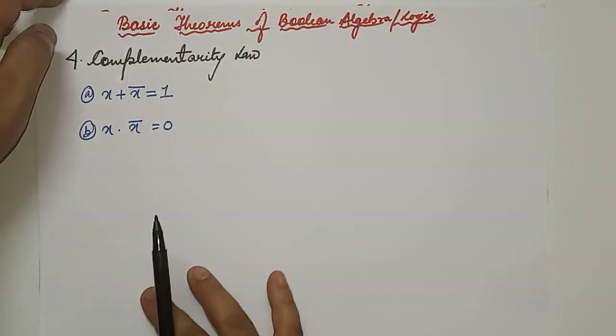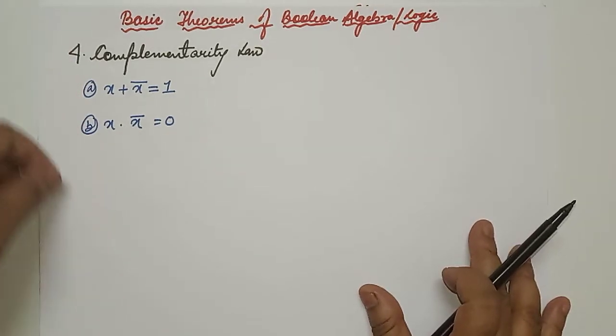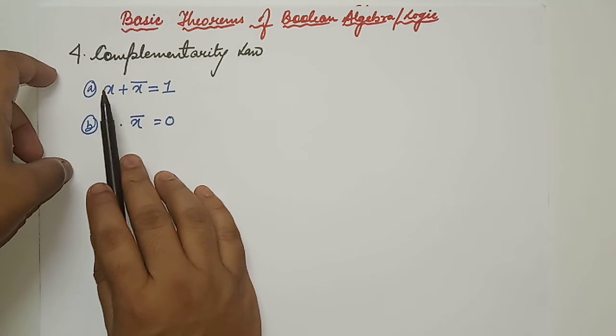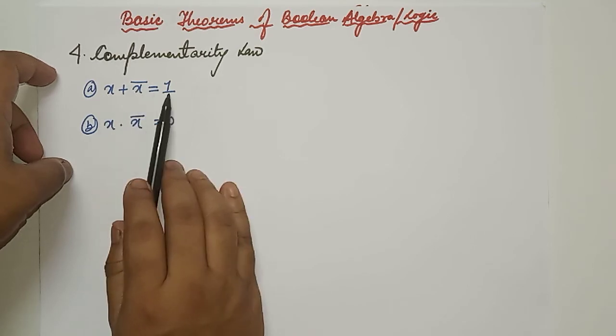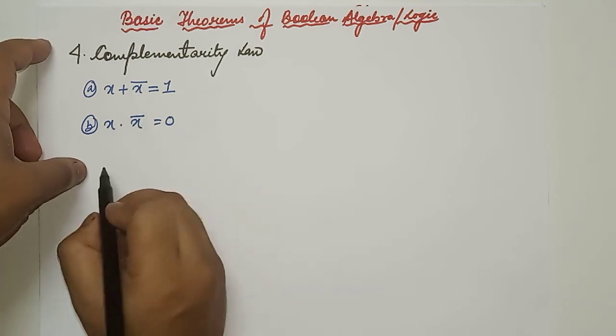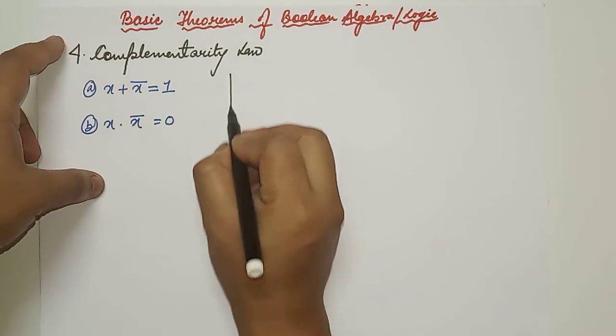Next is complementarity law. What do you mean by the complementarity law? It says if any Boolean variable is added with its complement, the result is 1, and if it is multiplied with its complement, the result is 0. To understand this one, let's draw the truth table.